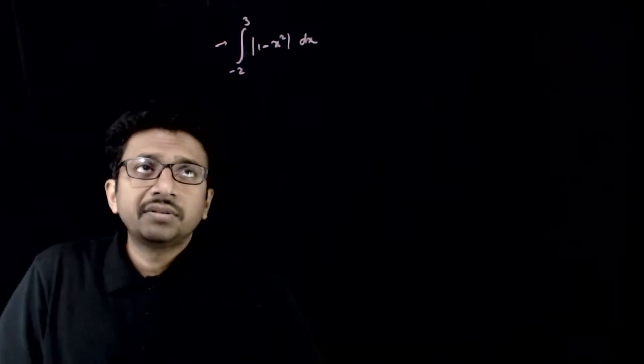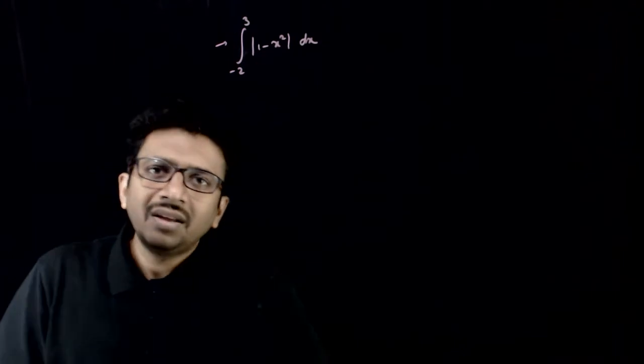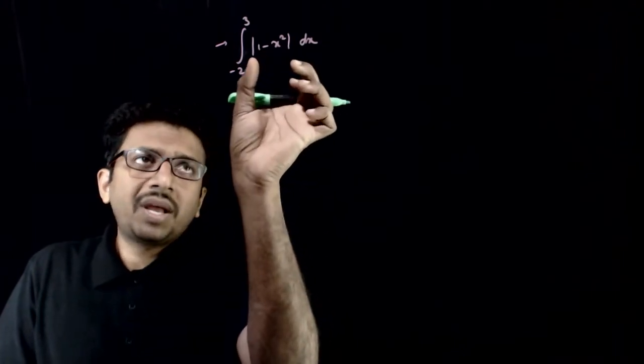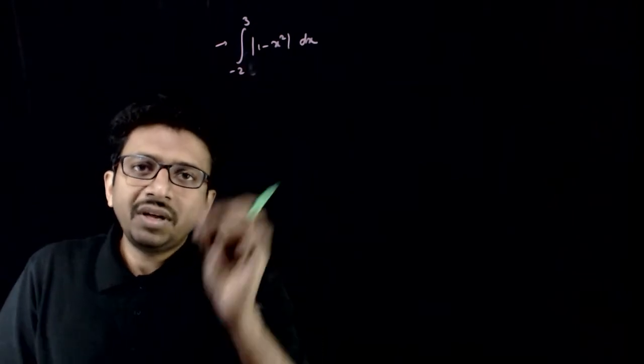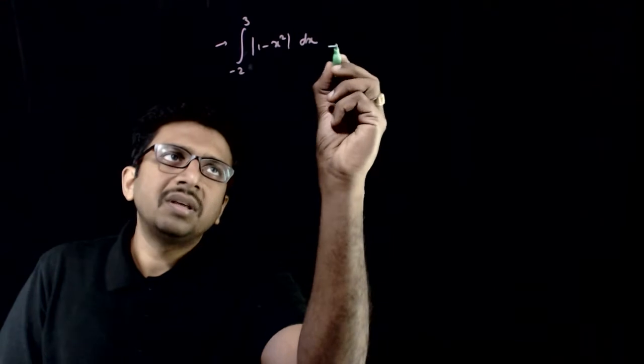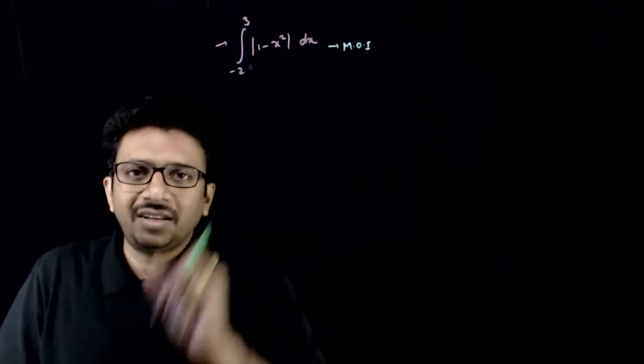So welcome students. In this question, you're asked to find the integration of -2 to 3 of mod of 1 minus x square. So you can see that this is a function involving mod. So it is a piecewise defined function. You have to use the method of intervals to split this integral.